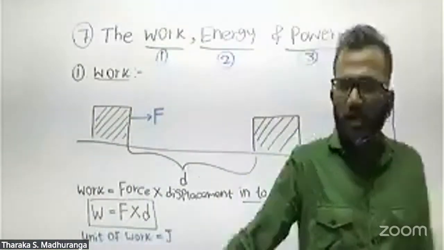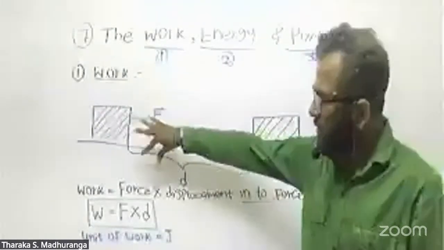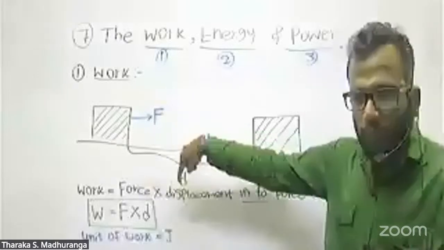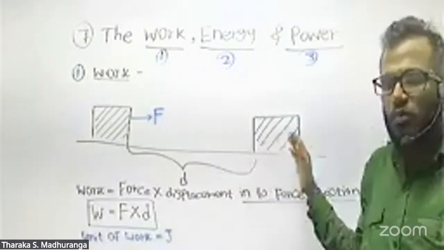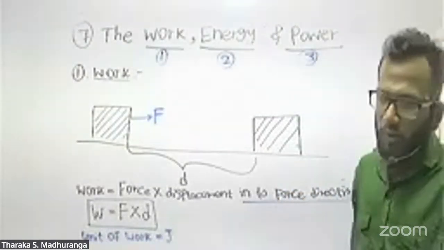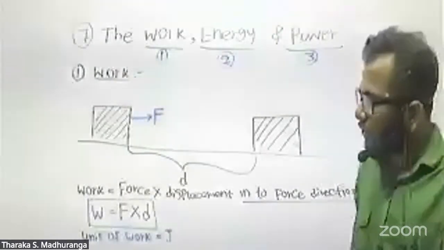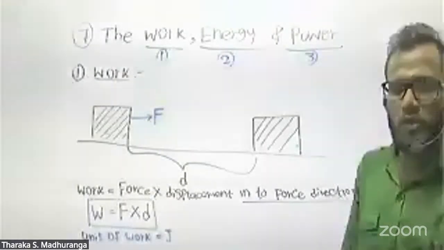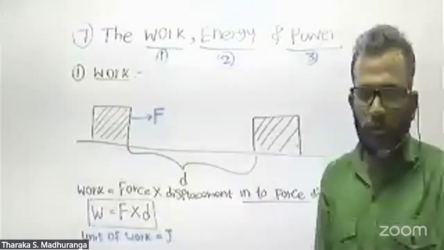The same thing I explained in the second point. The product, meaning multiplication, of the force and the displacement in the force direction, we call the work. The work equals the force times the displacement in the force direction. The unit of work is joule.